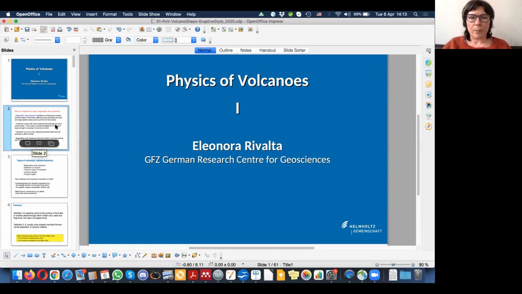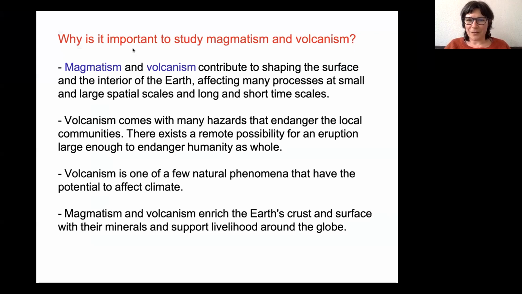First of all, I have a slide on why it's important. It's very summarized. There are 4 points, but they are very summarized, because actually the reasons are many. So first of all, I highlighted 2 words. One is magmatism and one is volcanism. These two have 2 different meanings.